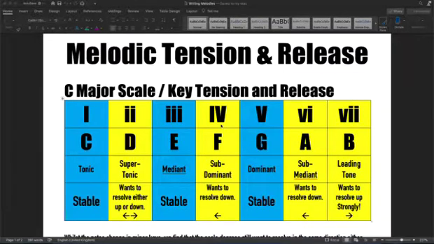So this video is going to be about melody writing and thinking about tension and release. You can see here I've got this table of a scale, the C major scale: C, D, E, F, G, A, B. We tend to give them Roman numerals for the scale degrees. So this is the first note, this is the second, this is the third, fourth, fifth, sixth, seventh.